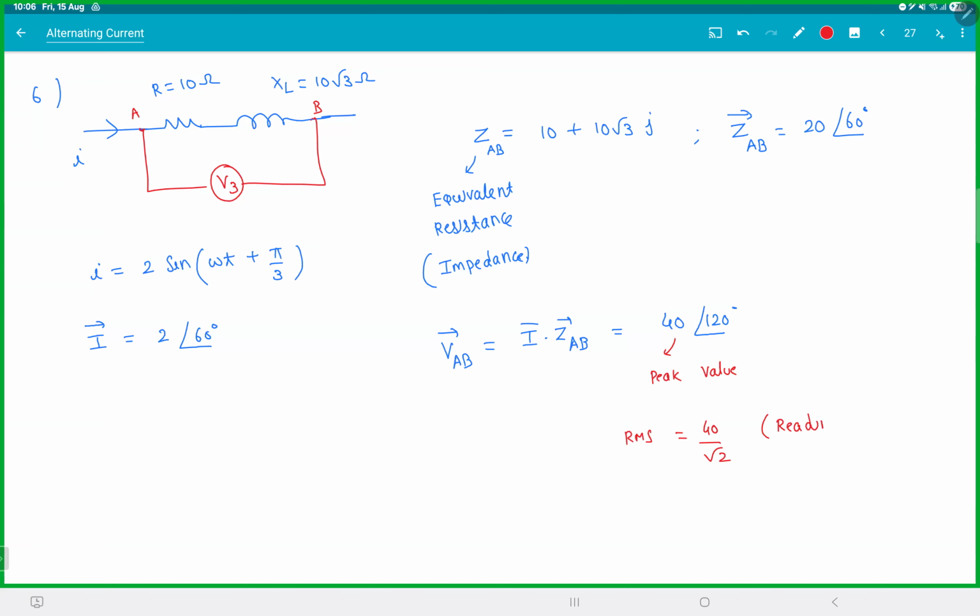You didn't ask me as function of time t. If you want, we can get that also. So the voltage across A and B as function of time t will be 40 sine omega t plus 2 pi by 3. You can literally find voltage across anything as function of time t. Is this making sense?